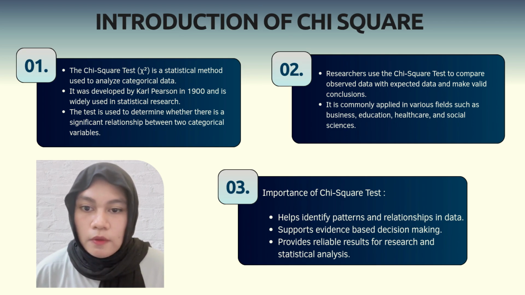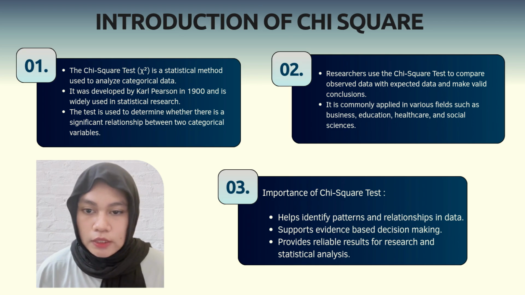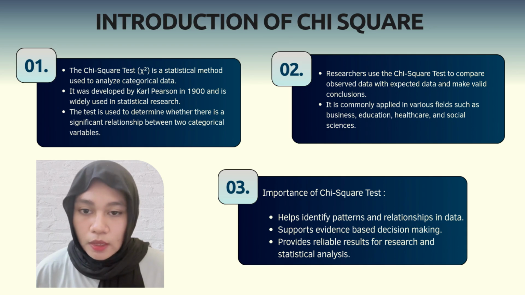By making this comparison, researchers can draw valid conclusions and make informed decisions based on statistical evidence. The chi-square test is commonly applied in various fields such as business, education, healthcare, and social science. For example, business may use it to study customer preference, while healthcare researchers may use it to analyze the relationship between health condition and demographic factors.